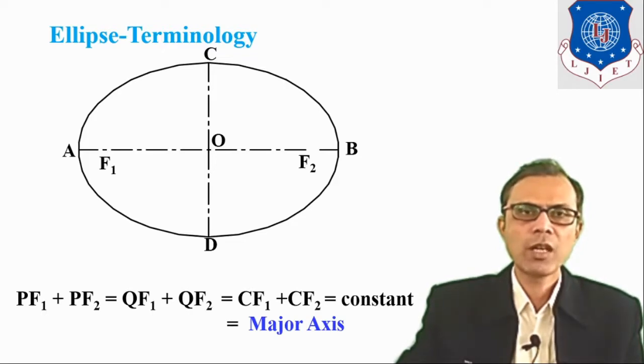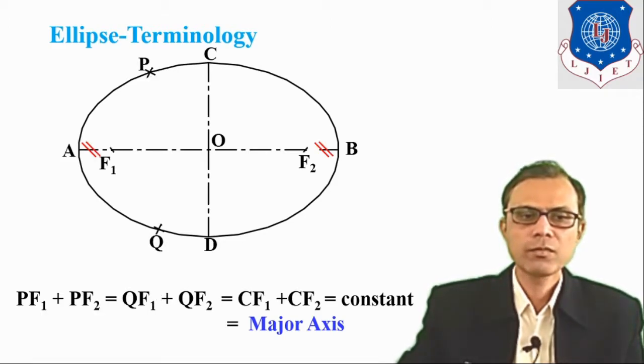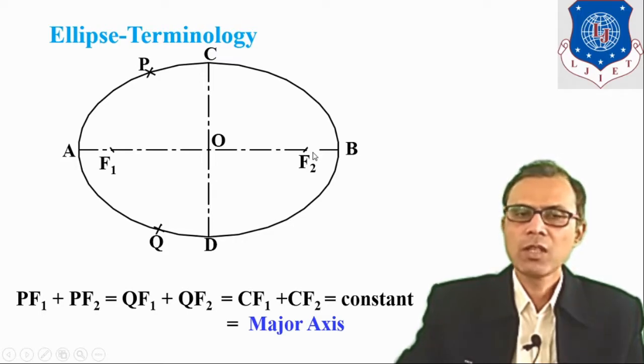F1 and F2 are the two focus points for the given ellipse. On this ellipse, let us consider two points P and Q. The distance of P from the focus F1 and the distance of P from the focus F2, if you take the summation of both, that is PF1 plus PF2, is equal to the major axis. If we consider Q on the ellipse, then also QF1 plus QF2 is equal to the major axis.